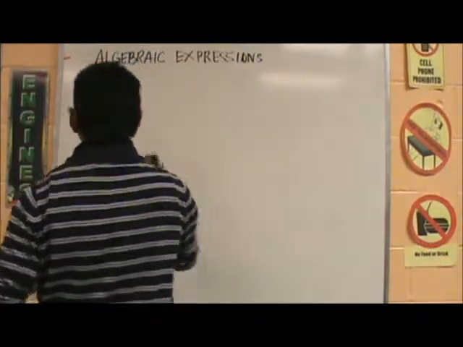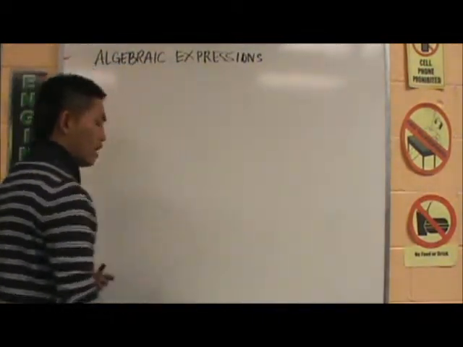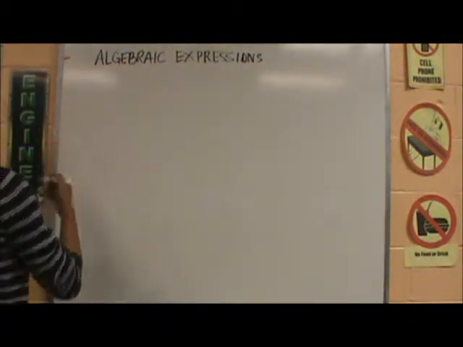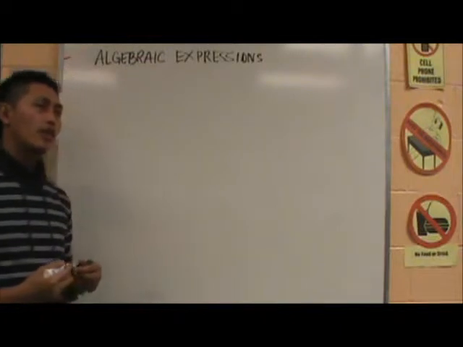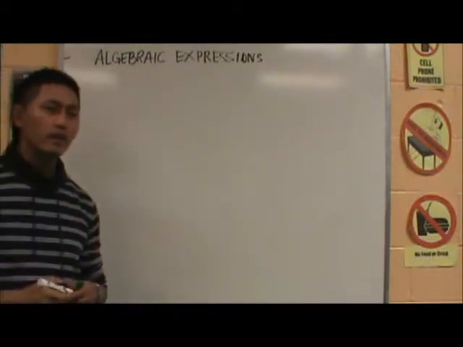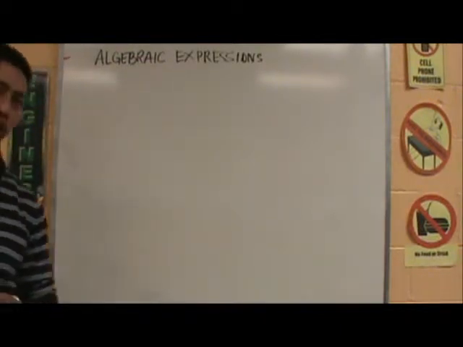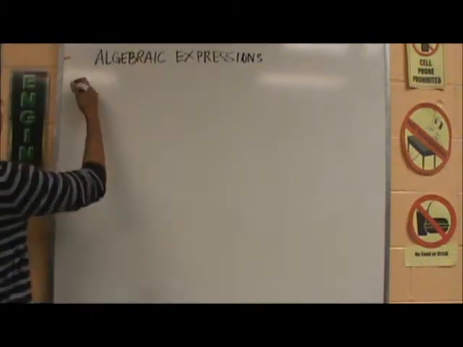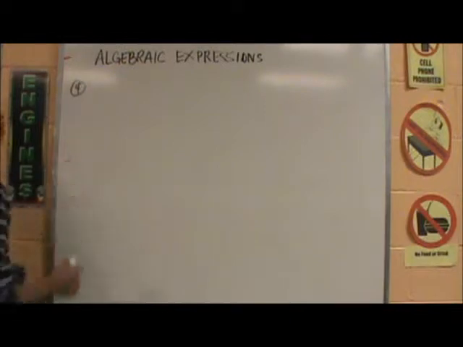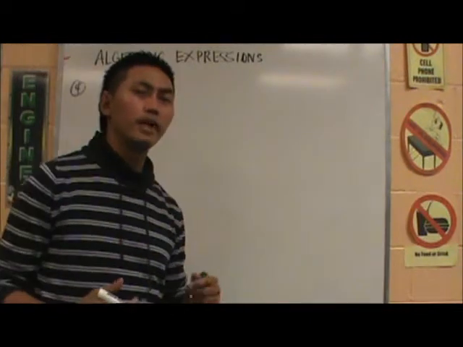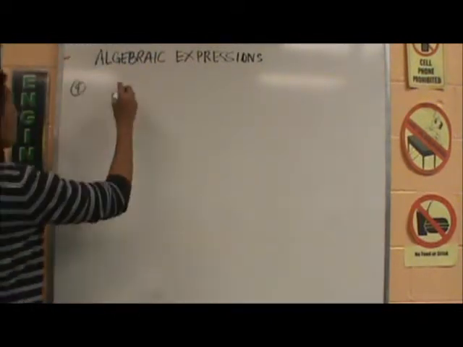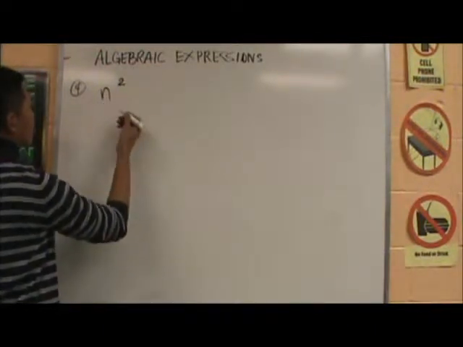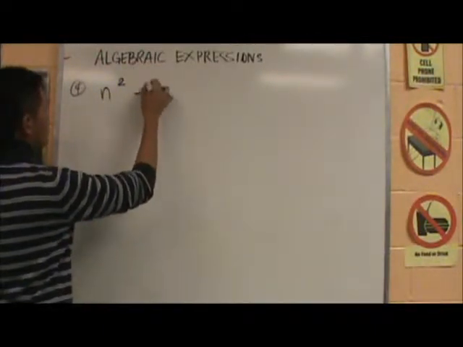Now, I want you to do this now on your own. How about if you have the square of a number subtracted by 7? That means you have the square of a number minus 7.